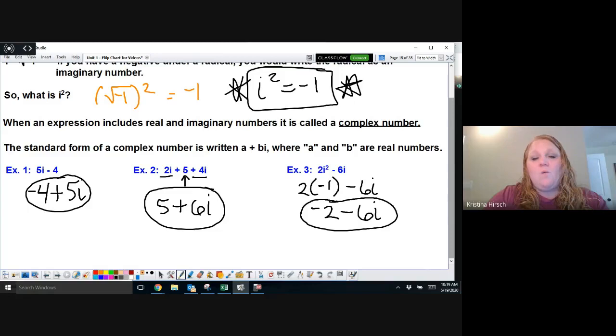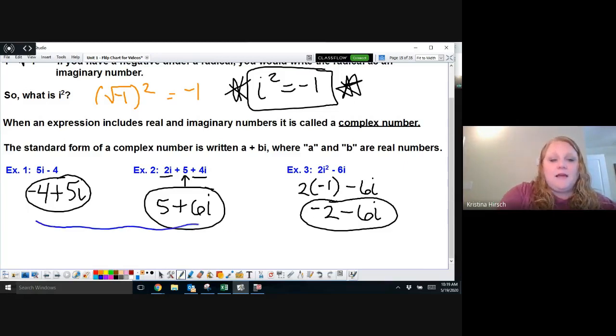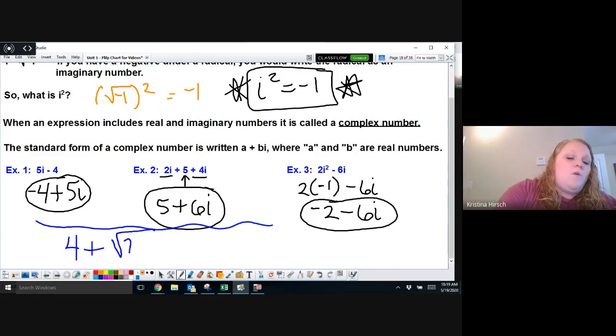Now, as we go, you're going to see something that's not in standard form, so I want to show you what that might look like. Or it's actually standard form, but it's just the way that you rewrite it. If I were to have something like this, let's see, 4 plus the square root of negative 27.